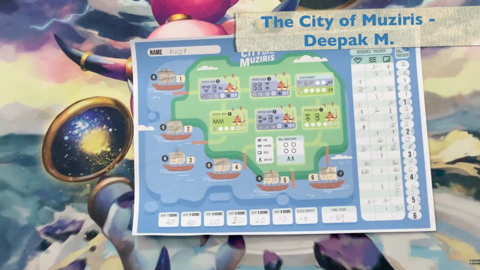This is the City of Muziris. This is a solo or multiplayer game designed by Deepak. You may remember that Deepak also submitted the Art of Rangoli. In this game, you're trying to load pepper on ships and try to gain the most number of points. I played this game solo, and what I liked about it was the fact that you had to time your purchases and decide which purchases you need to make at the right time before the ships leave. So it was really interesting, a very thoughtful game.